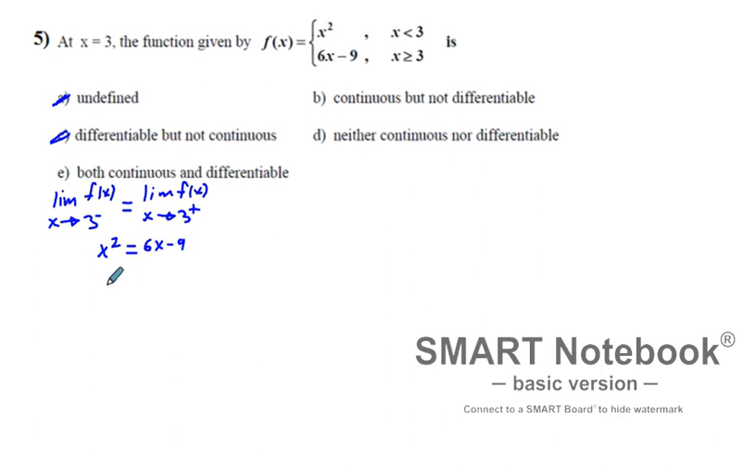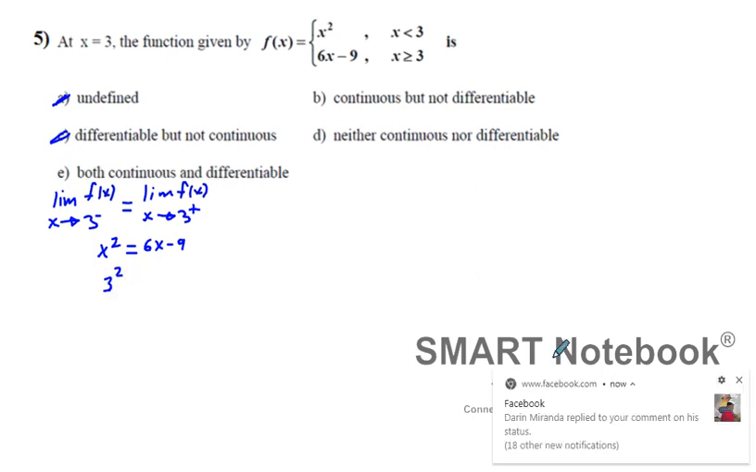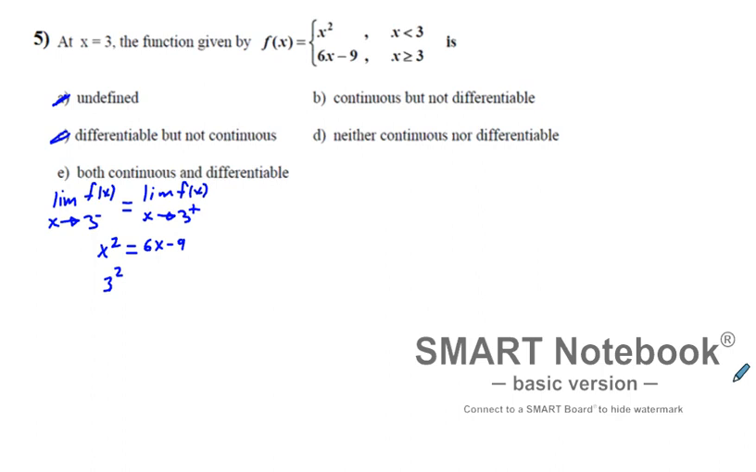And now substituting 3, we have the left side 3 squared is equal to 6 times 3 minus 9. So we have 9 equals 9. So B is not correct either. So we're just between the answer choices B and E.